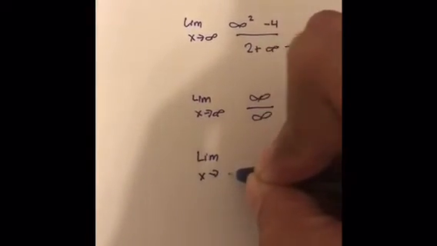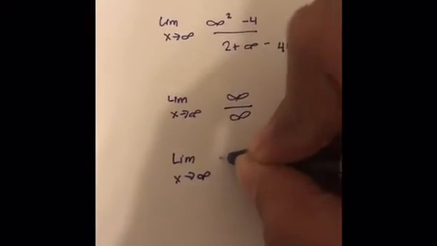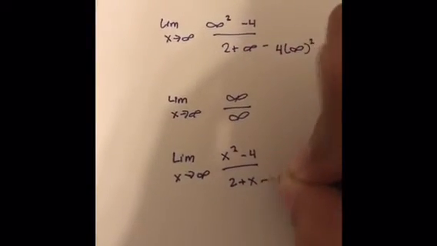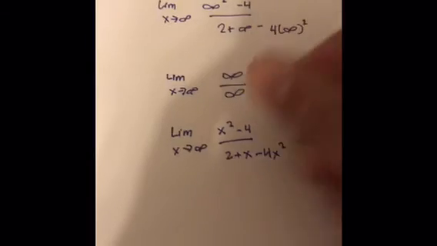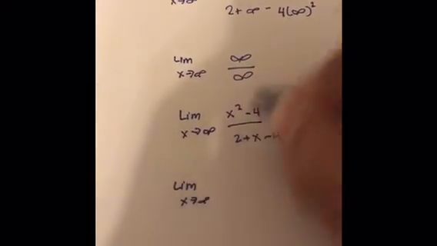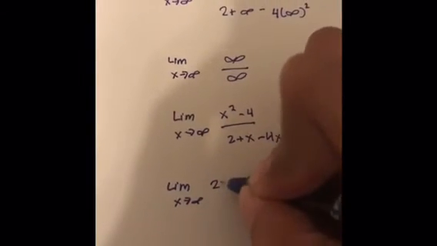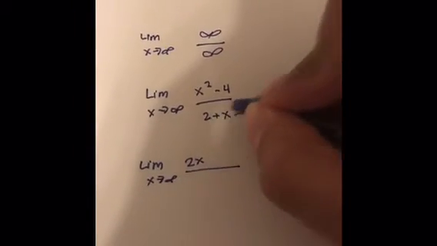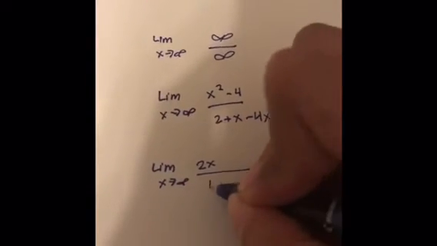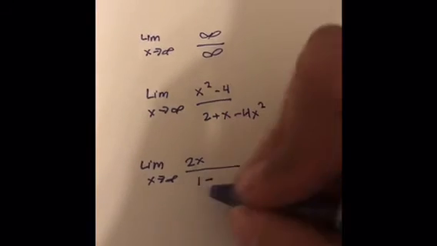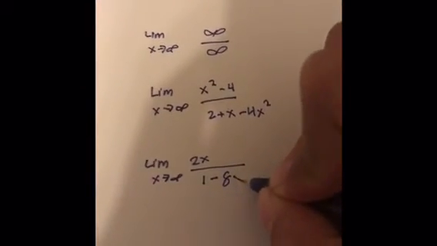Okay, so limit as x approaches infinity of x squared minus 4 over 2 plus x minus 4x squared. Since it meets the criteria, let's find the derivative of it. So the derivative of x squared is 2x. Derivative of 4 is 0. Derivative of 2 is still 0. Derivative of x is 1. And then the derivative of 4x squared is just 8x.